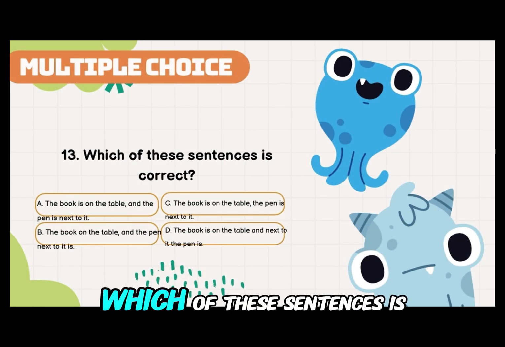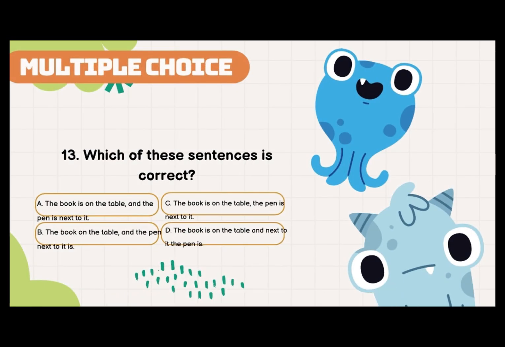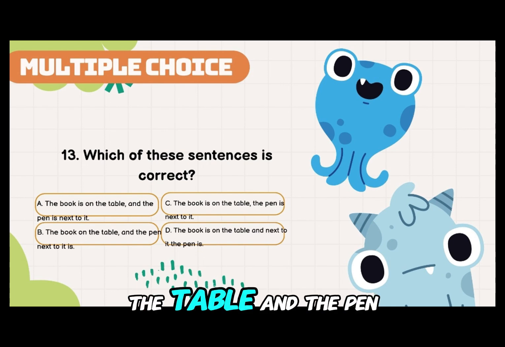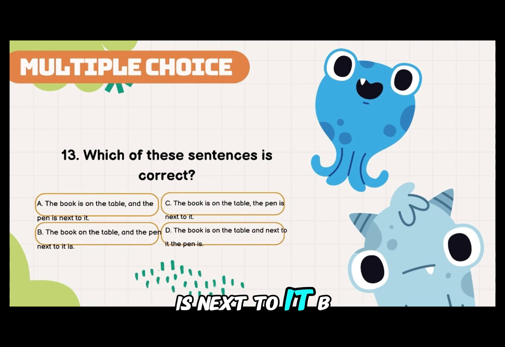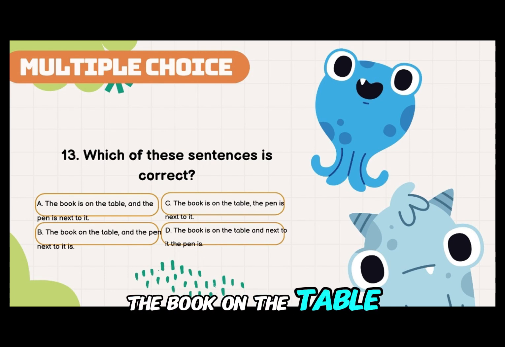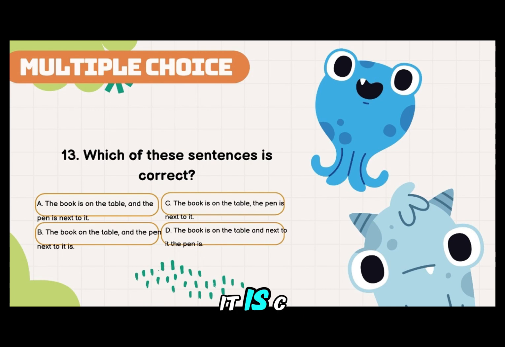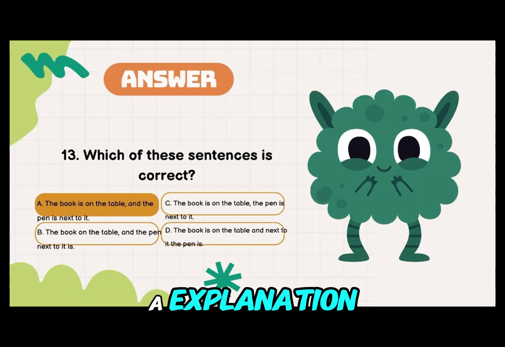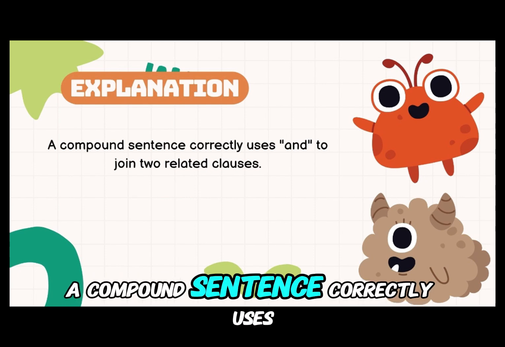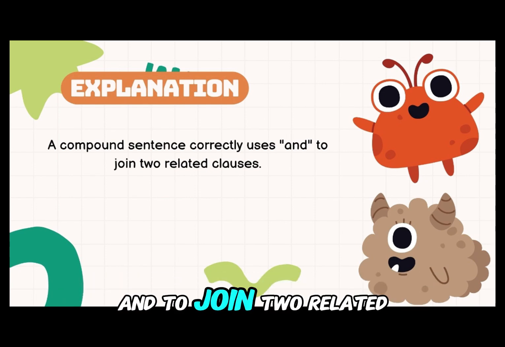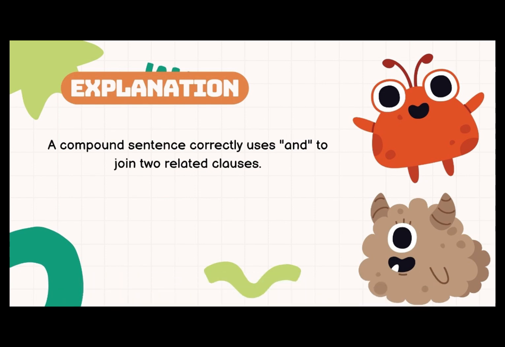13. Which of these sentences is correct? A. The book is on the table, and the pen is next to it. B. The book on the table, and the pen next to it is. C. The book is on the table, the pen is next to it. D. The book is on the table, and next to it the pen is. The answer is A. Explanation: A compound sentence correctly uses and to join two related clauses.